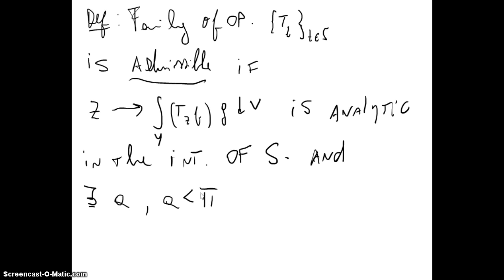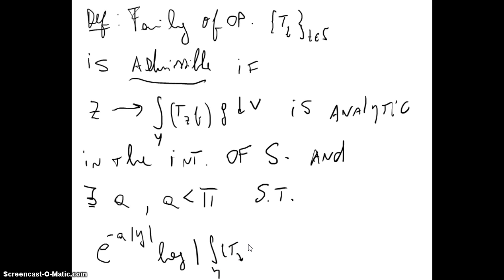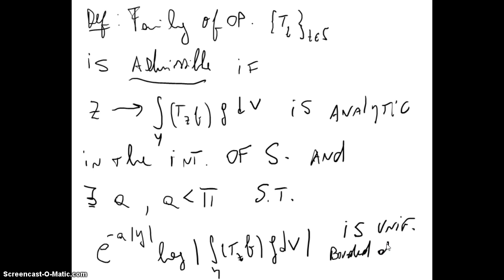less than pi, such that e to the minus a absolute value of y times log of the absolute value of the integral over Y of Tz f g dμ, okay, absolute value, is uniformly bounded, is bounded above in the strip S. Recall the strip S are the complex numbers which has the real part between 0 and 1.